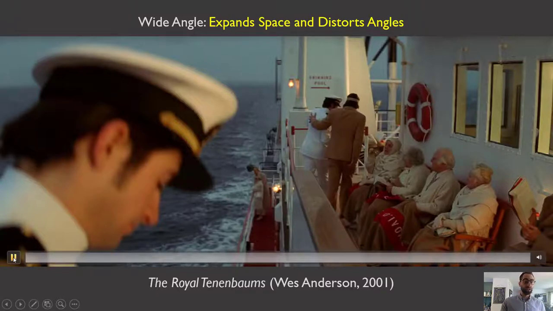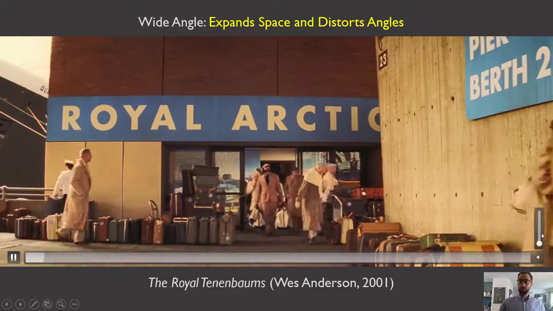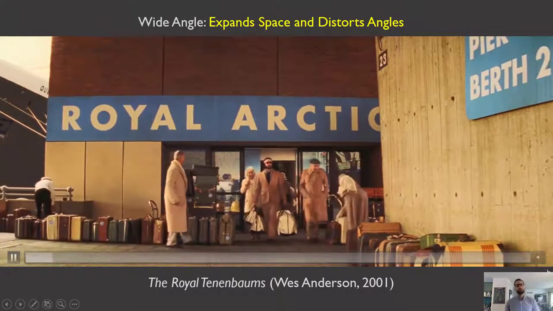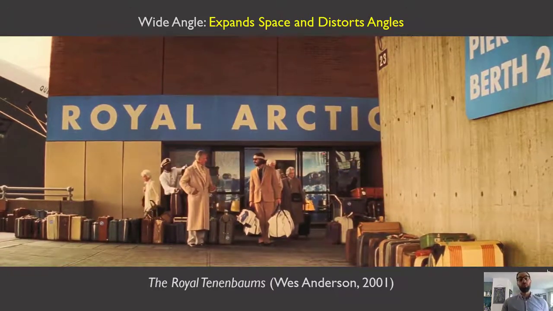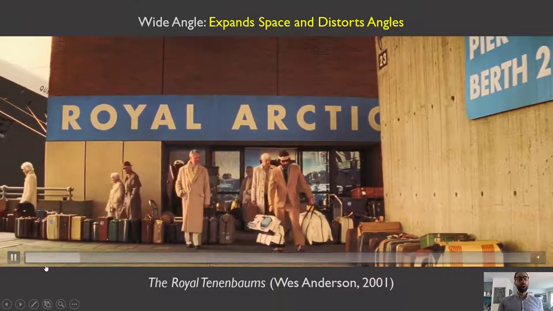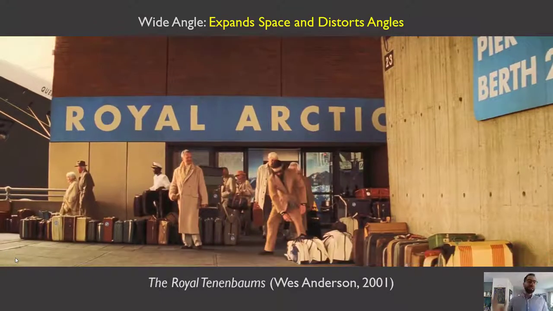We can look at a little example of this in a clip from The Royal Tenenbaums. Wes Anderson is a director who loves to use wide-angle lenses. Why does he love to use them? Well, let's just pause for a moment. Because he really enjoys using detailed mise-en-scène that has very, very deliberate aesthetic choices and design, something that seems as if it's not quite real, out of a picture book.